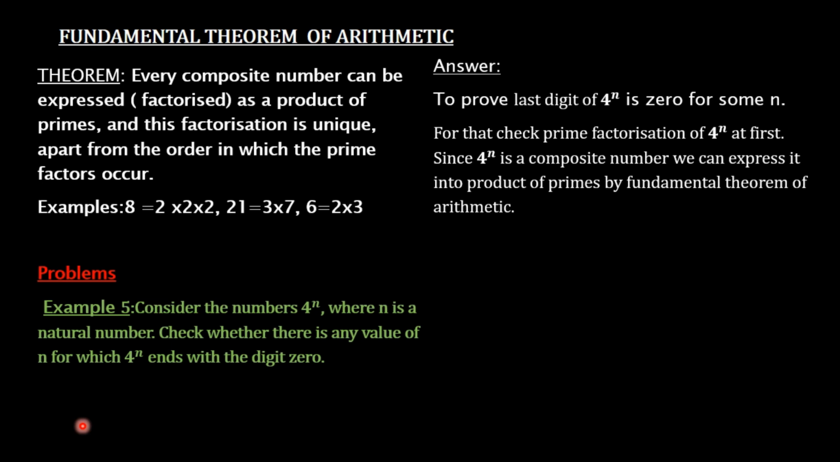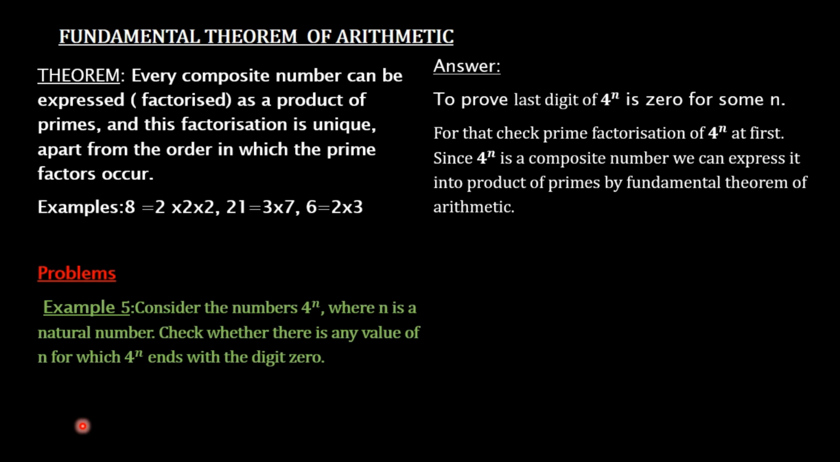That is, we have the expression 4 raised to n. n can be any natural number, that is 4 square, 4 cube, 4 raised to 100, 4 raised to 1000, 4 raised to crore, something like that. Then we have to check whether for any n, 4 raised to n ends with the digit 0.